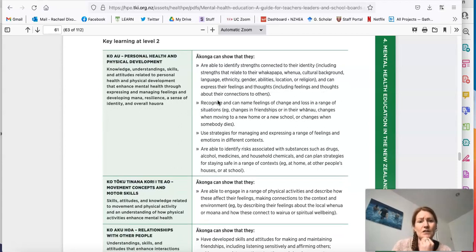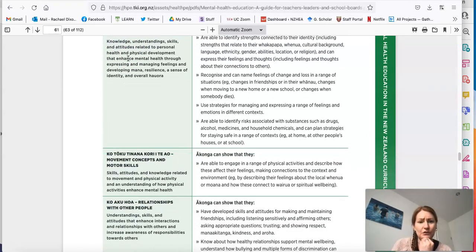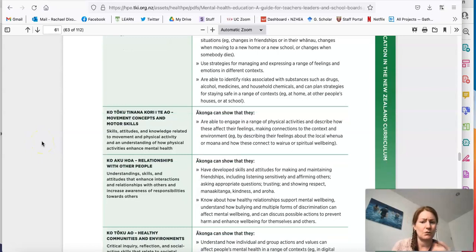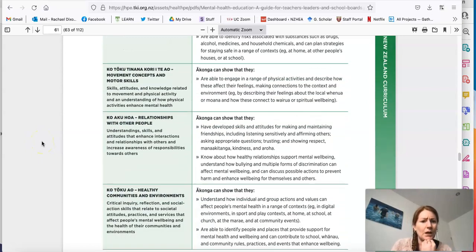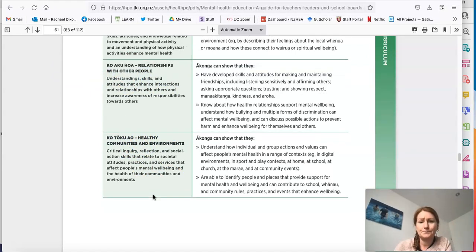And like in the RSE guide, the key learning has been organised by the 4 strands here. Strand A, personal health and physical development. Strand B, movement concepts and motor skills. Probably a little bit less connection to that across the curriculum than the other 3. Strand C, relationships with other people, and Strand D, healthy communities and environments. So you've got the strands A to D there.